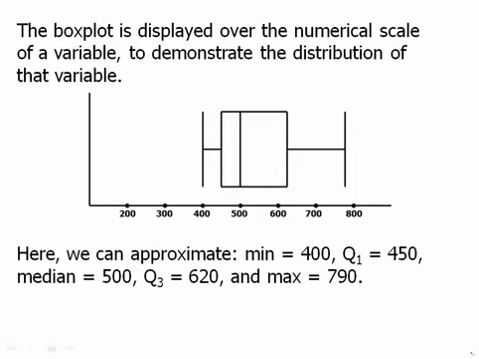Here we can approximate that the minimum in the set is 400. Q1 is around 450. The median appears to be right at 500. Q3 appears to be a little over 600, say 620. And the max is just below 800, so let's say 790. And so that is the 5-number summary of this distribution of scores.